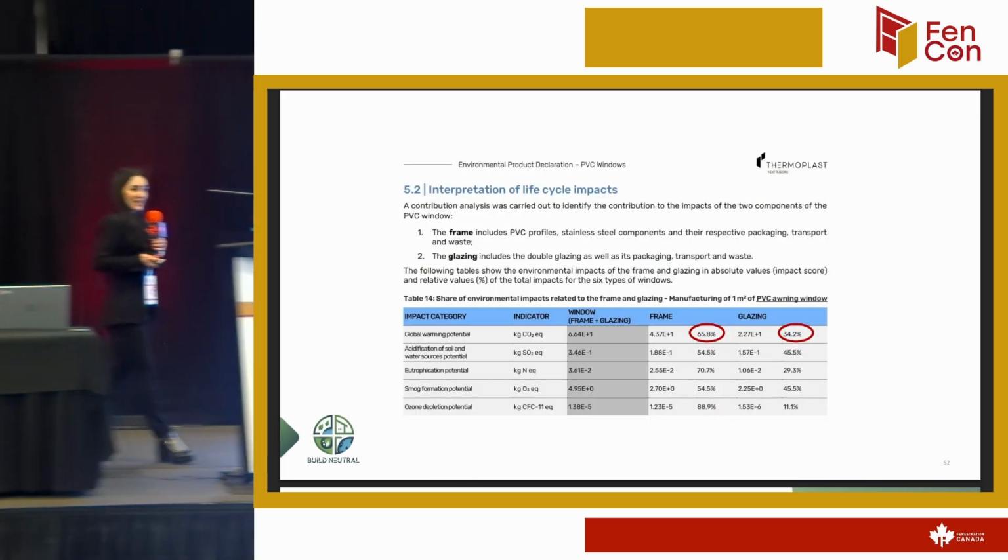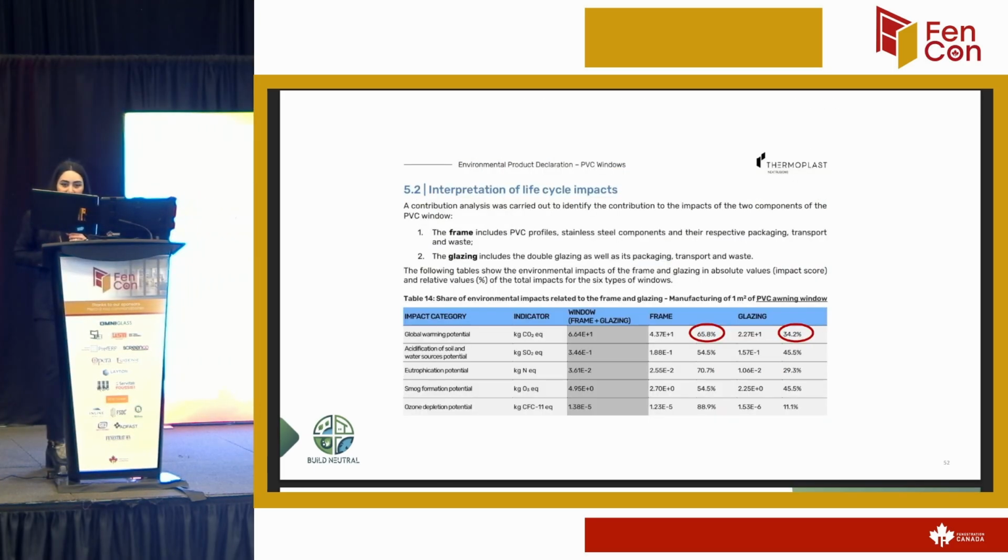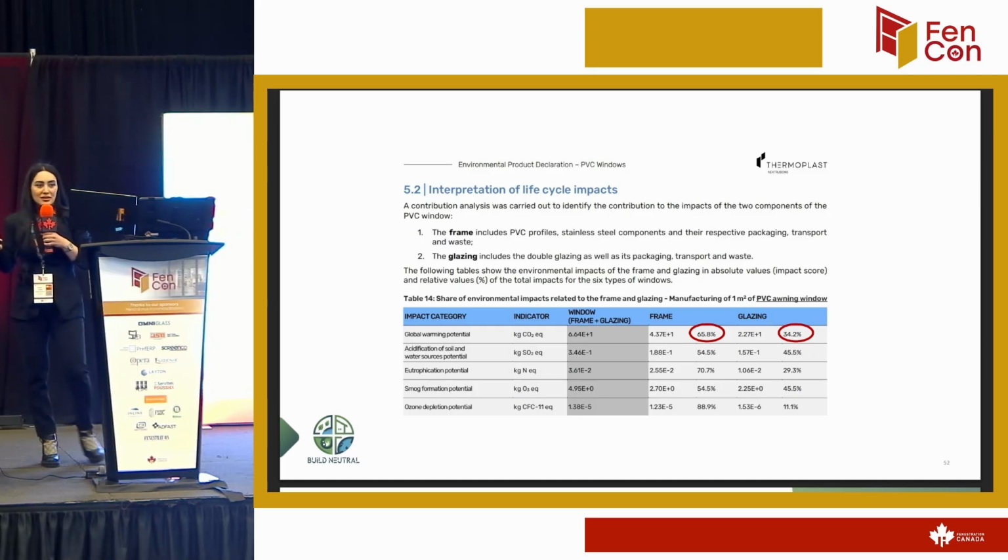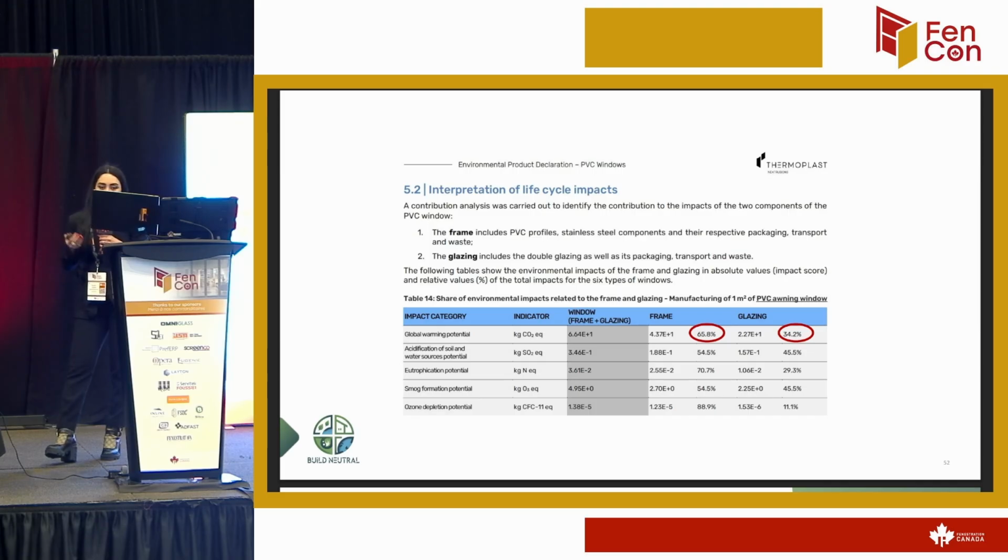And yeah, here they say what's the percentage of the frame and glazing global warming potential in these whole fenestration products. It says the frame contributes almost 66% to the global warming potential, and the glazing contributes 34%.